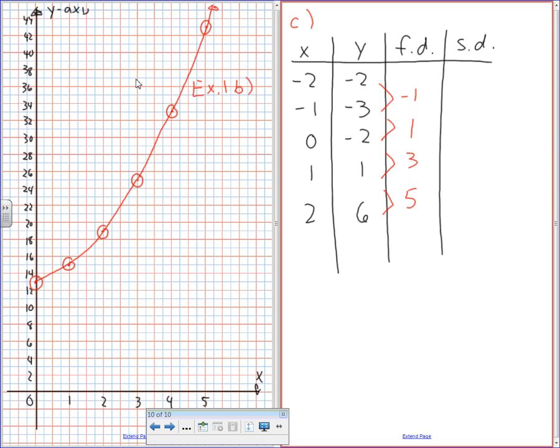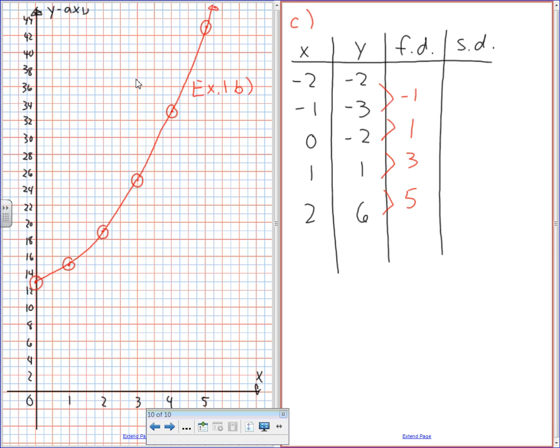So what happened was -3 minus -2 is like -3 plus 2, so that's -1. -2 minus -3 is like -2 plus 3, which is 1. 1 minus -2 is like 1 plus 2, so that's 3, and then 6 minus 1 is 5.